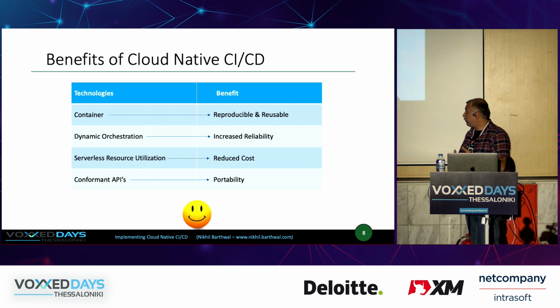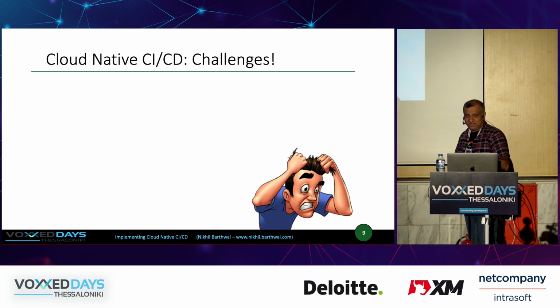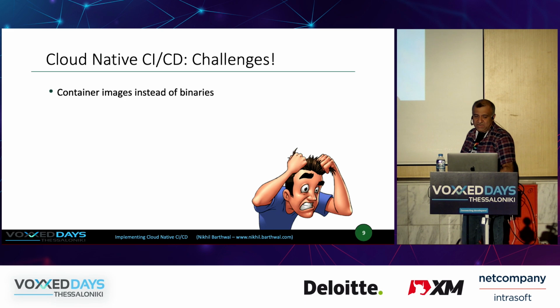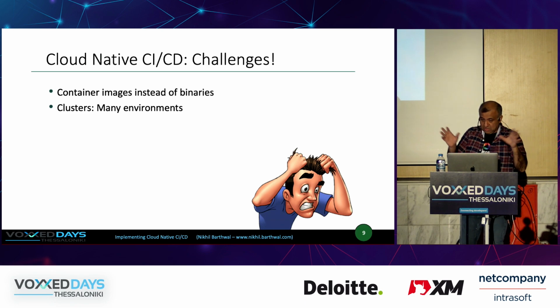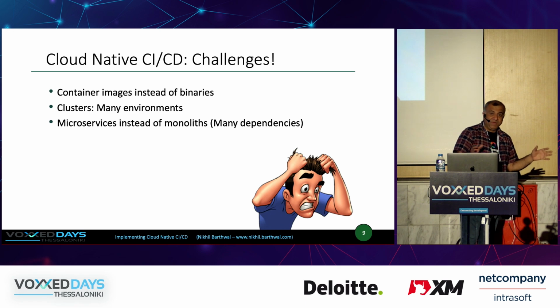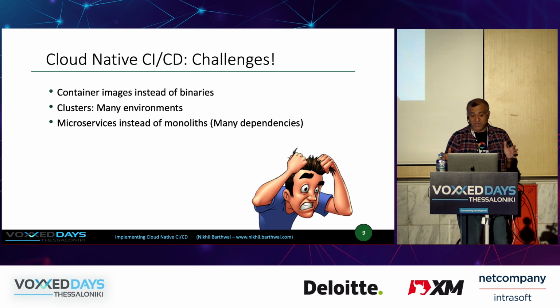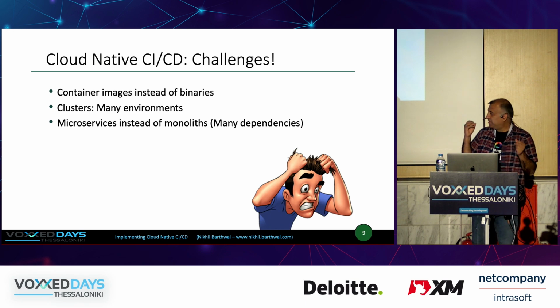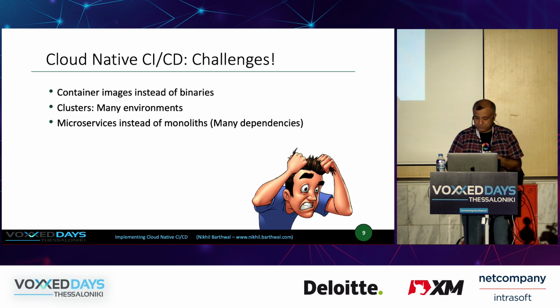But for every benefit, we have challenges. So let's look at some of the challenges. Now we are dealing with container images and not binaries, which is something that our traditional infrastructure doesn't quite support. Then we have many clusters, right? It's not like we have a single cluster, not just across the cloud, even within the same cloud. Then we have microservices, and microservices contain dependencies. We know hundreds or possibly thousands of microservices with all their dependencies. It's a very complex environment to manage.